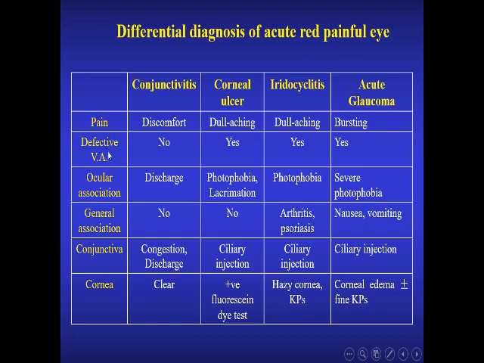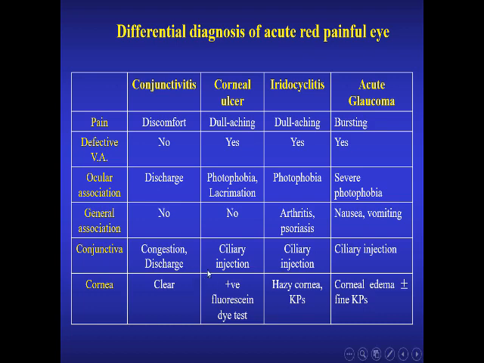The visual acuity is usually affected in corneal ulcer, iridocyclitis, and acute glaucoma, while in conjunctivitis there is no affection of the vision. Regarding ocular association, there is discharge in conjunctivitis, photophobia and lacrimation in corneal ulcer, photophobia in iridocyclitis, and severe photophobia in acute congestive glaucoma. The general association is usually with acute glaucoma or, in cases of iridocyclitis, secondary to systemic disease.